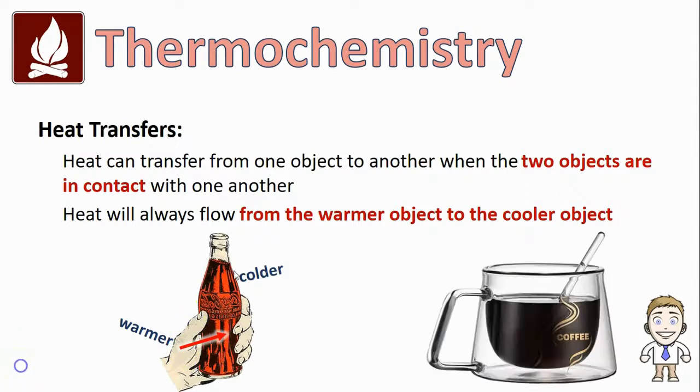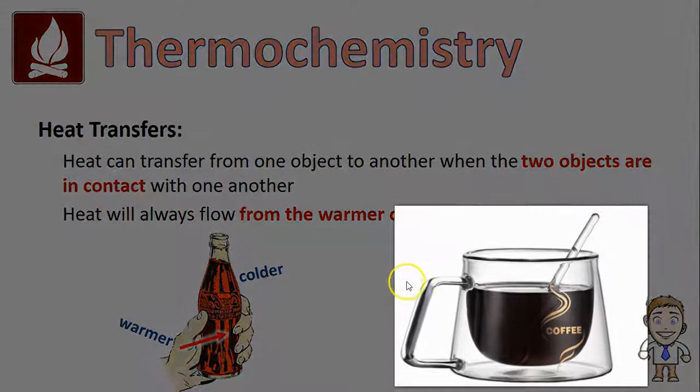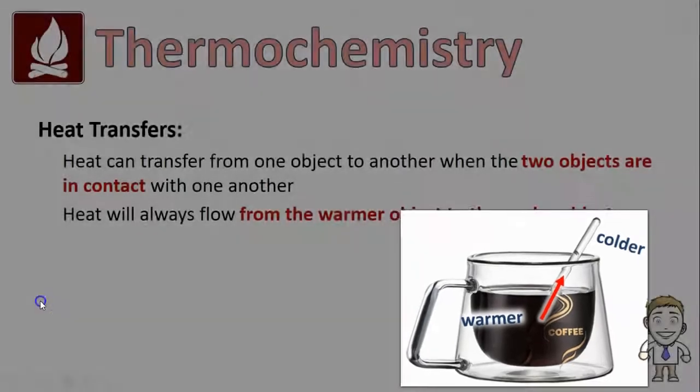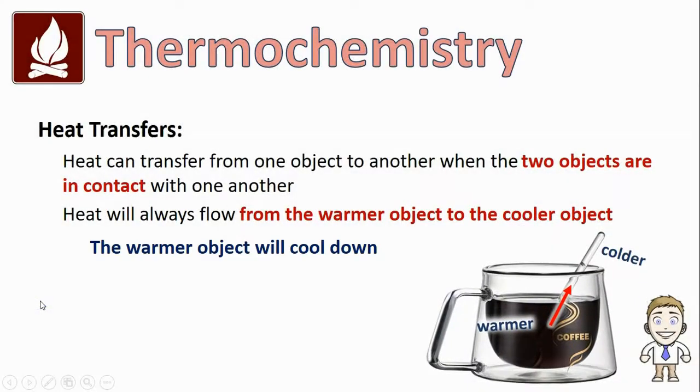Here's another example. Imagine putting a cool spoon in a hot cup of coffee. Here the coffee is the warmer object, the spoon is the colder object, so heat flows from the coffee into and up through the spoon. In both of these scenarios, the warmer object will cool down. So here my coffee over time started warm, but of course it's going to get colder as it transfers its heat to the glass and the spoon and other things in the surroundings.